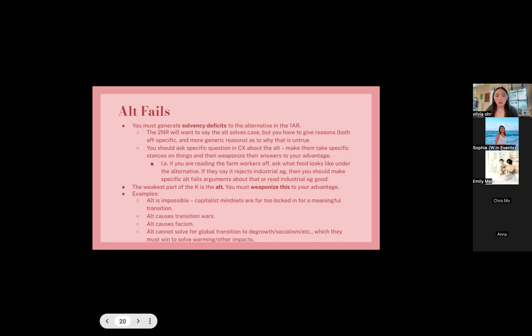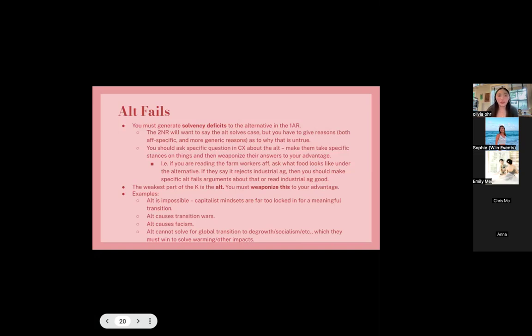So neg teams will always be prepared to answer more broad, sweeping claims about what capitalism is and what the alternative would look like in a broader sense, but you should make them answer very specific questions on things and weaponize their answers to your advantage. So for example, if you're reading the farm workers AFs, you should ask them what food production looks like under the alternative. If they say that it rejects industrial agriculture or big companies doing agriculture, then you should make specific alt-fails arguments about why industrial ag is good, or reasons as to why a world without industrial ag means that it would cause mass food insecurity and trigger every aff impact.